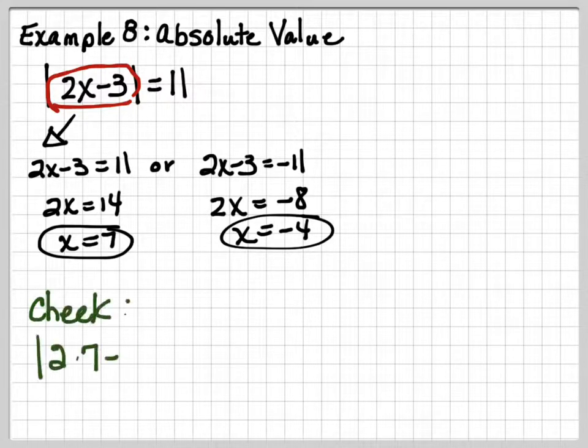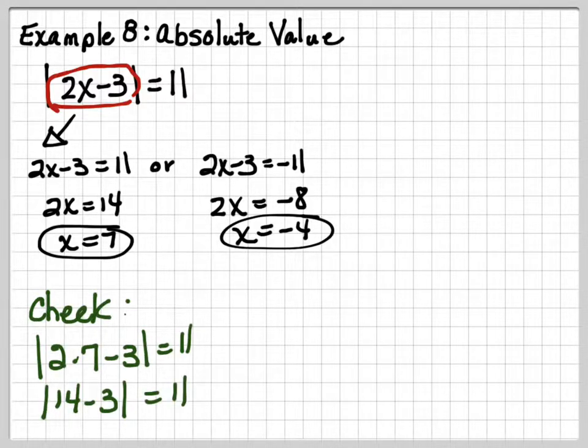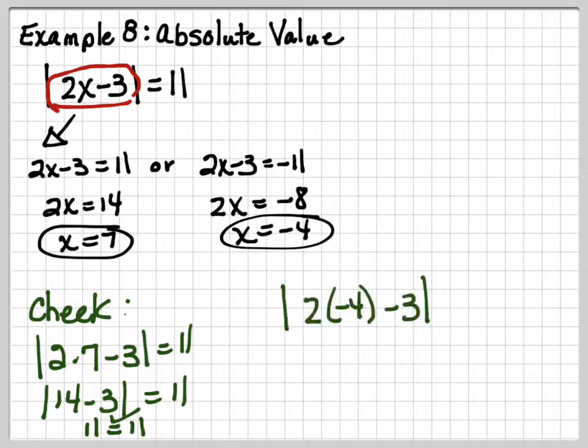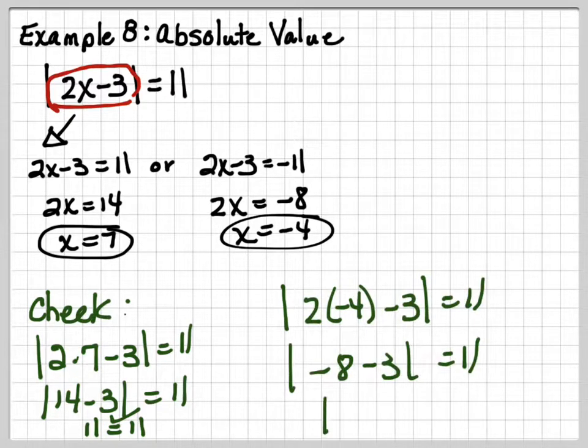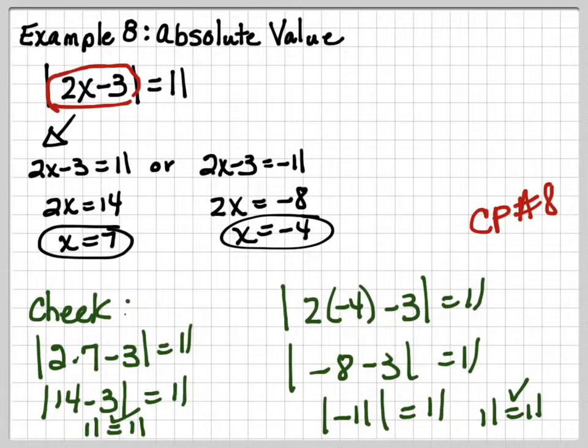And you should go ahead and check them. When you check them, the absolute value of 14 minus 3 is 11, and the absolute value of negative 8 plus negative 3 is equal to 11, which it is. So that checks. So both of those are good roots. So do your checkpoint number 8, and I think we have one more to go here.